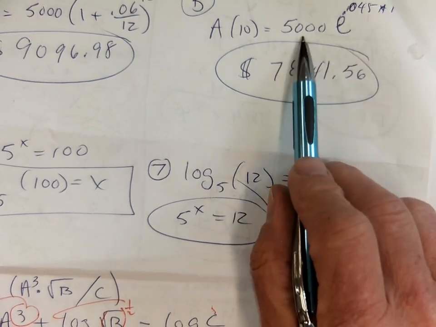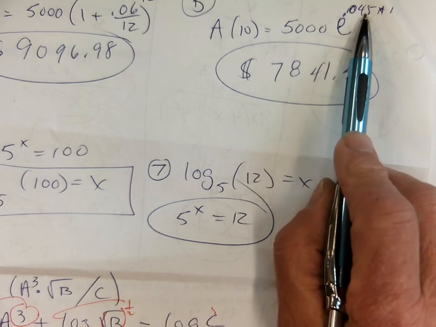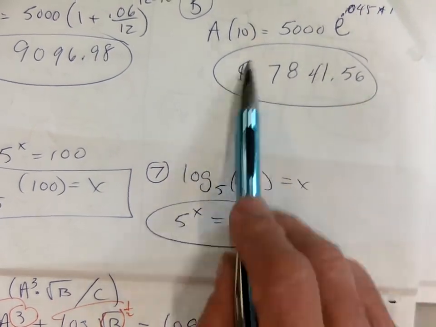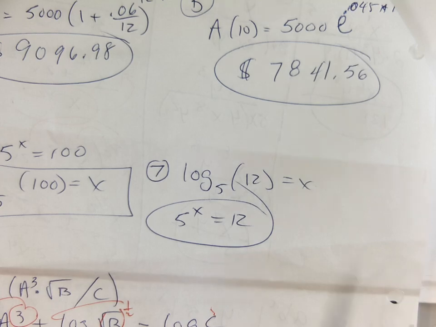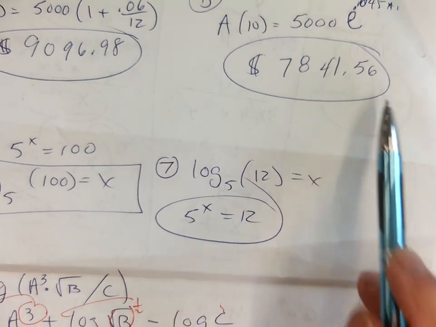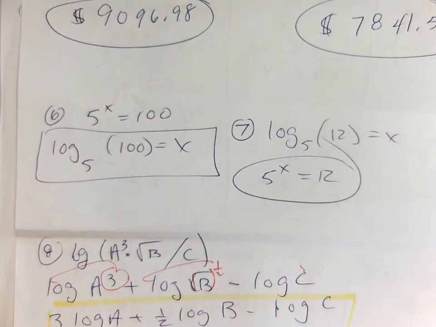On B, since she's going to have it compounded continuously, I used the E formula. So she put in 5,000 at 4.5% for 10 years. I used my calculator with the E button. I got $7,841.56. Okay, if you get stuck and you don't get something, please ask, okay?